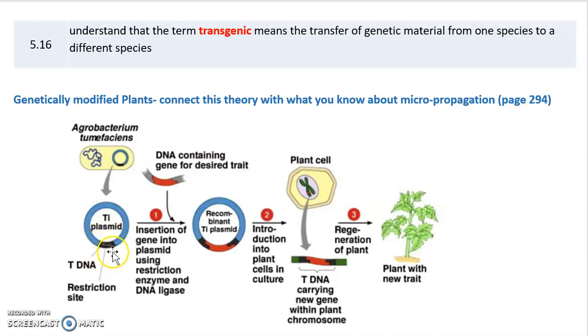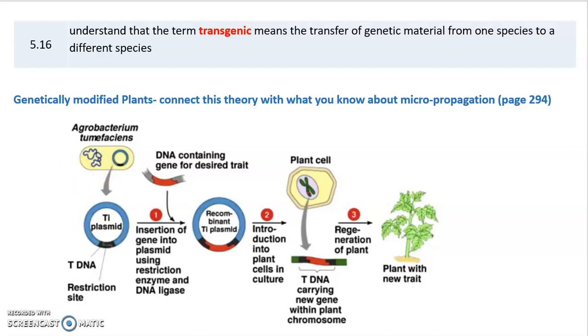But first of all, we put it into the plasmid, we put that recombinant DNA back into the agrobacterium, and we allow the agrobacterium to then infect the plant. The plant will then have within it this particular plasmid, which will be expressed to produce a protein with some kind of desirable trait.